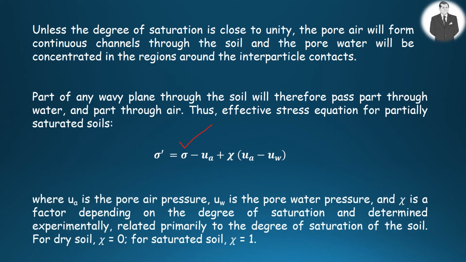In this equation, UA is the pore air pressure, UW is the pore water pressure, and chi is a factor depending on the degree of saturation and determined experimentally. It primarily depends on the degree of saturation of the soil. For dry soil, chi is equal to 0. For saturated soil, it is unity.